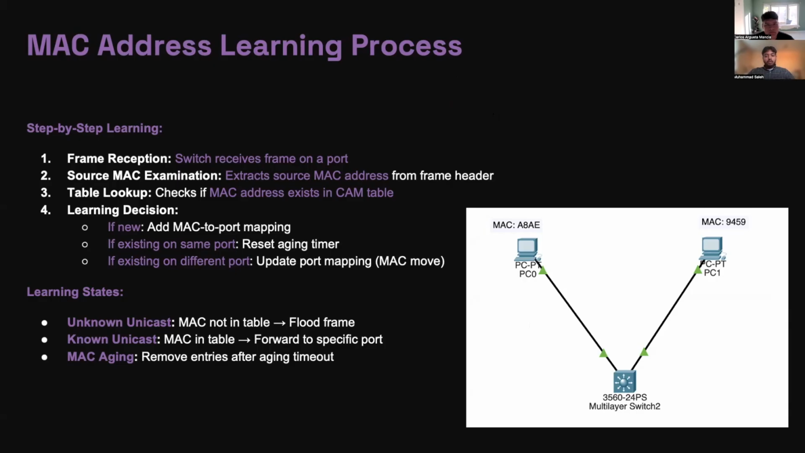So it will associate PC0 and its MAC address ABAE with the port that PC0 is connected to on the switch. And the CAM table will populate with that information, again with the default timer of, let's say, 300 seconds, which is on most switches. Next, it will make the learning decision. Again, if it's new, then it will add a MAC to port mapping, which I just described. If it's existing on the same port, then it will reset the aging timer, the 300 seconds default timer. And if it exists on a different port, then it will update the port mapping.